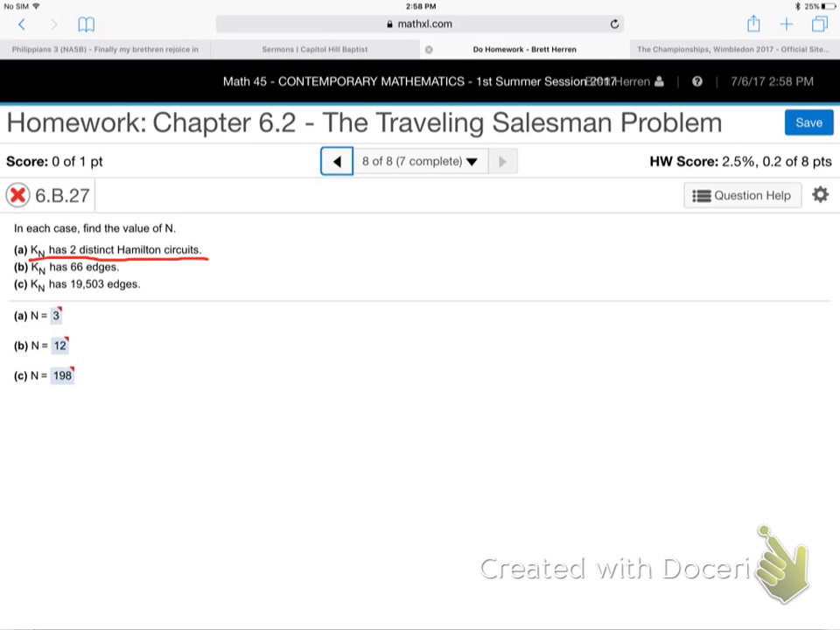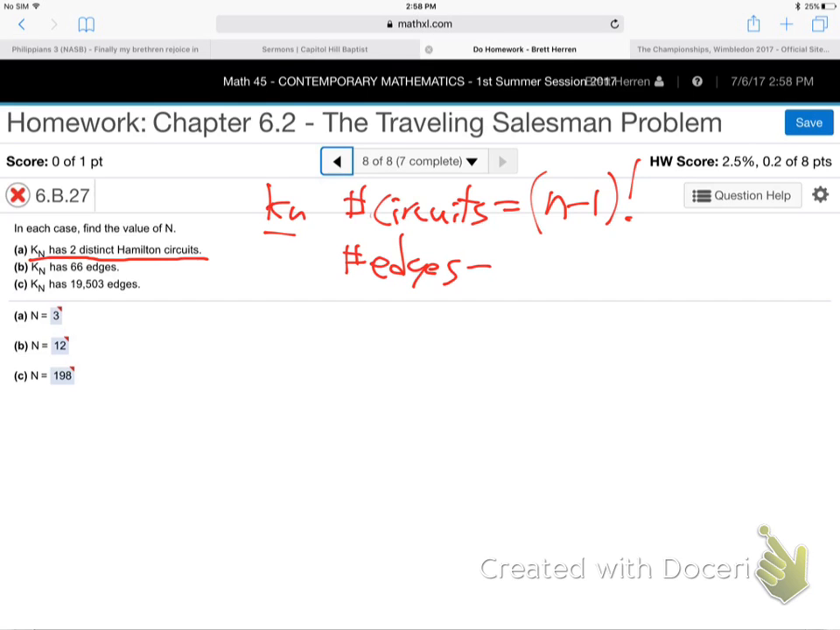What are they talking about? Well, remember for Kn, the number of circuits is n minus 1 factorial. The number of edges is n times n minus 1 over 2. So in part A, they're talking circuits. Parts B and C, they're talking edges, a different formula, right? So in part A, they want me to use n minus 1 factorial, and they're telling me the answer came out 2 circuits.